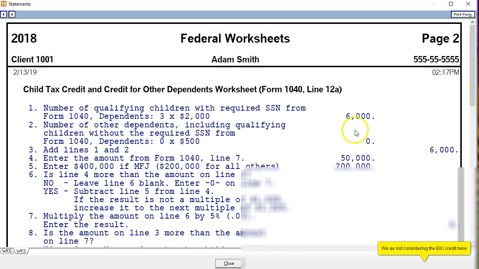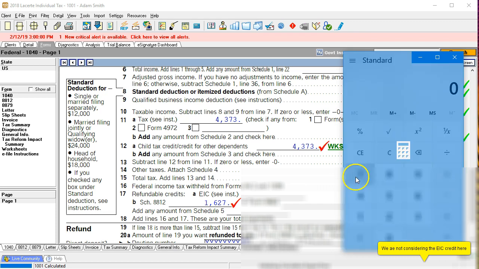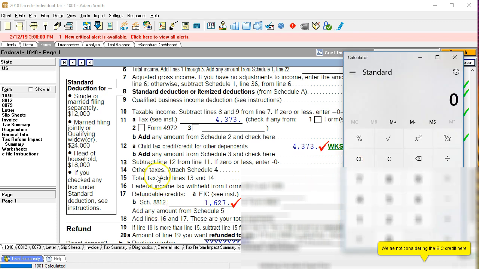If we look at the worksheet, you'd have the $6,000 child tax credit. But of course, even with the same wage, 50,000, it's limited now. Our liability is only 4,373. We're limited to 4,373 rather than the 6,000. And that takes us down to the child tax credit being 0. However, now we have this 8812 again. So now the 4,373 plus the 1,627 gives us the 6,364. And that doesn't make sense.